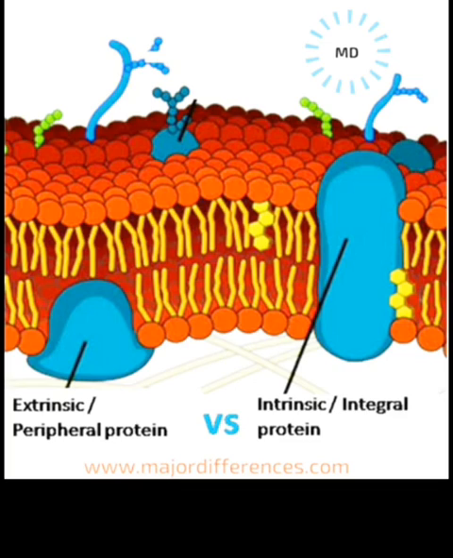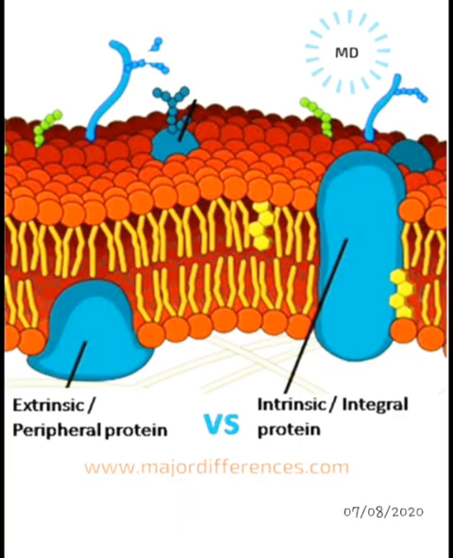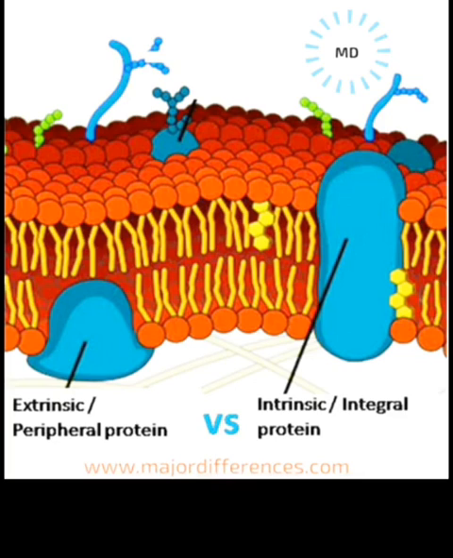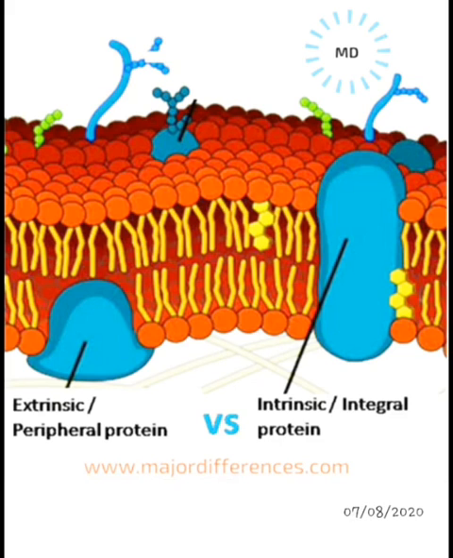Okay, and coming to the extrinsic proteins, which are also known as peripheral proteins, from the name only you can understand that they are found on the periphery of the plasma membrane, and you can see that they are attached to one side of the membrane with the help of a weak electrostatic bond, and their main function is to protect the cell.